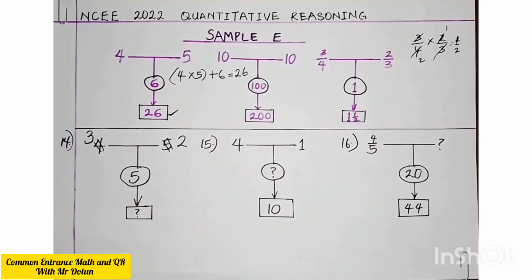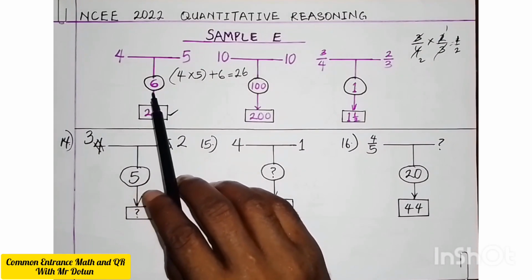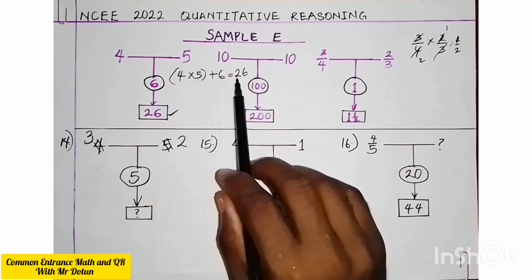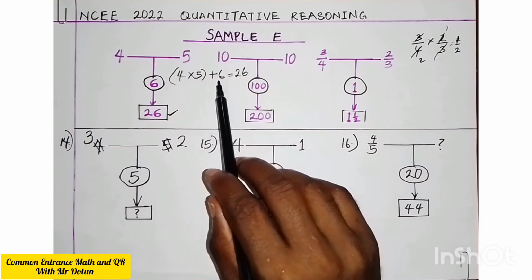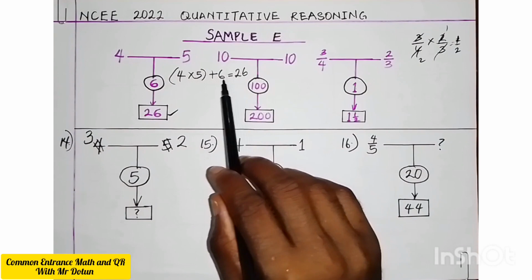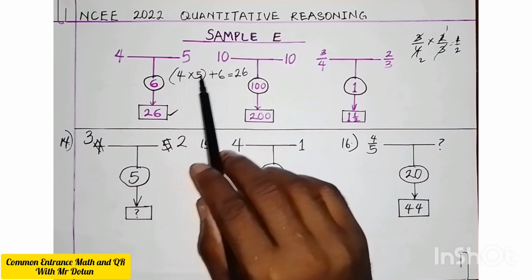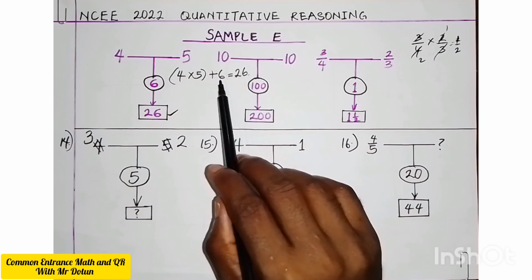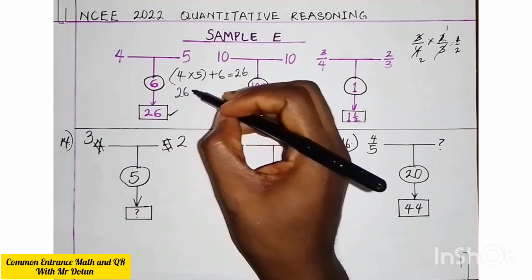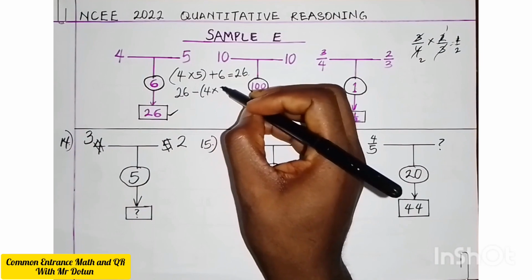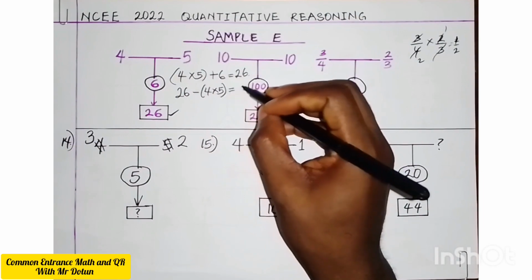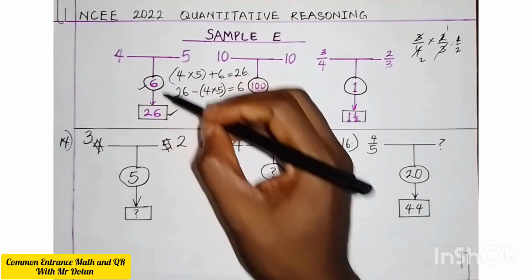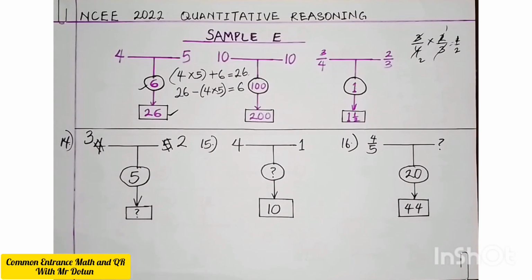Followed by 6. How do we get 6 if we are not given? So we'll come back to the analysis we have done. We added this plus 6 to get 26. For us to get 6, that means we're going to subtract the whole of this from 26, then we have 6. So this will be 26 minus 4 times 5. 4 times 5 is 20, and 26 minus 20 will give us 6. So you see, I'm writing out the formula for each pot.